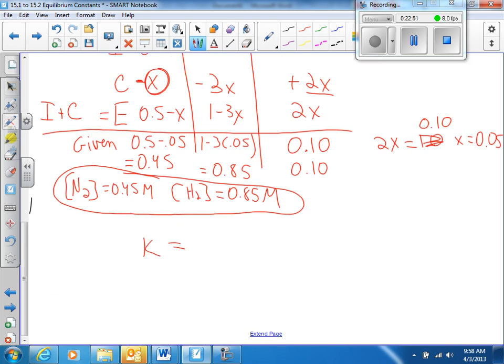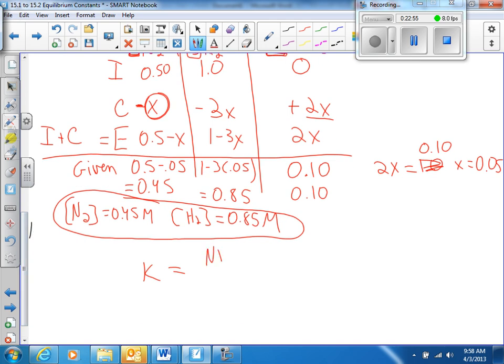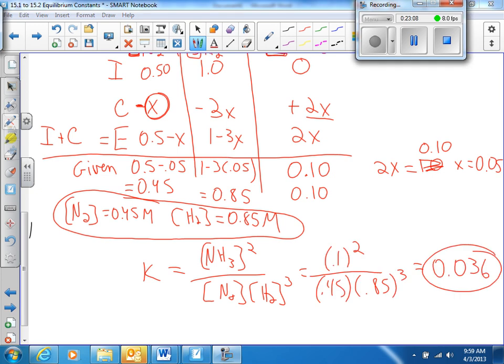And K, the equilibrium constant, is just products over reactants, so it's NH3 squared over N2 times H2 cubed. Plug in our values, and there we go. We get K is 0.036. I just plugged the equilibrium values into our equilibrium expression. Solve for K.